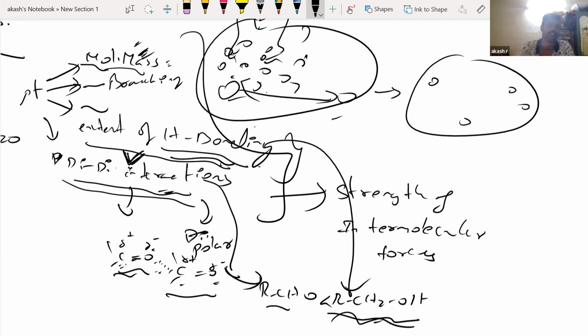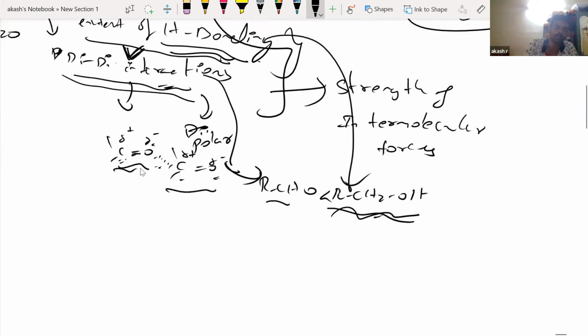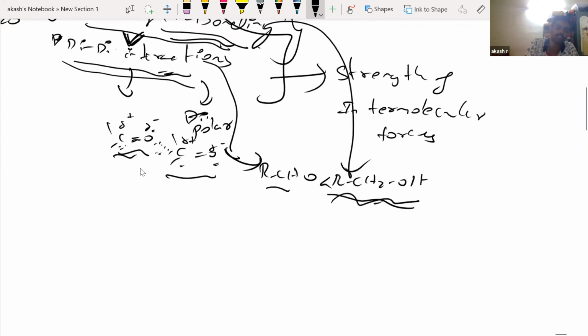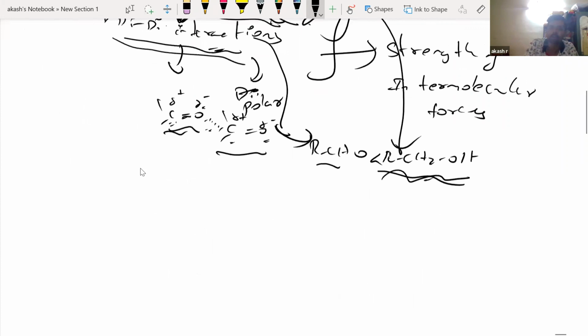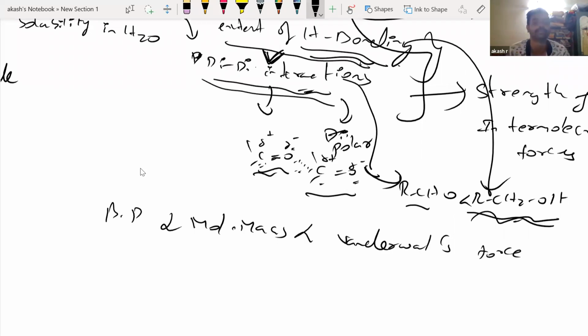Okay, fine. So we'll just summarize all the points one more time. Boiling point is directly proportional to the molecular mass. You know why? The more the molecular mass, the stronger the van der Waals force. Last time, when we talked about the boiling point of aldehydes and ketones, I explained what exactly van der Waals force is: just because of electrons moving, we are going to have some force.